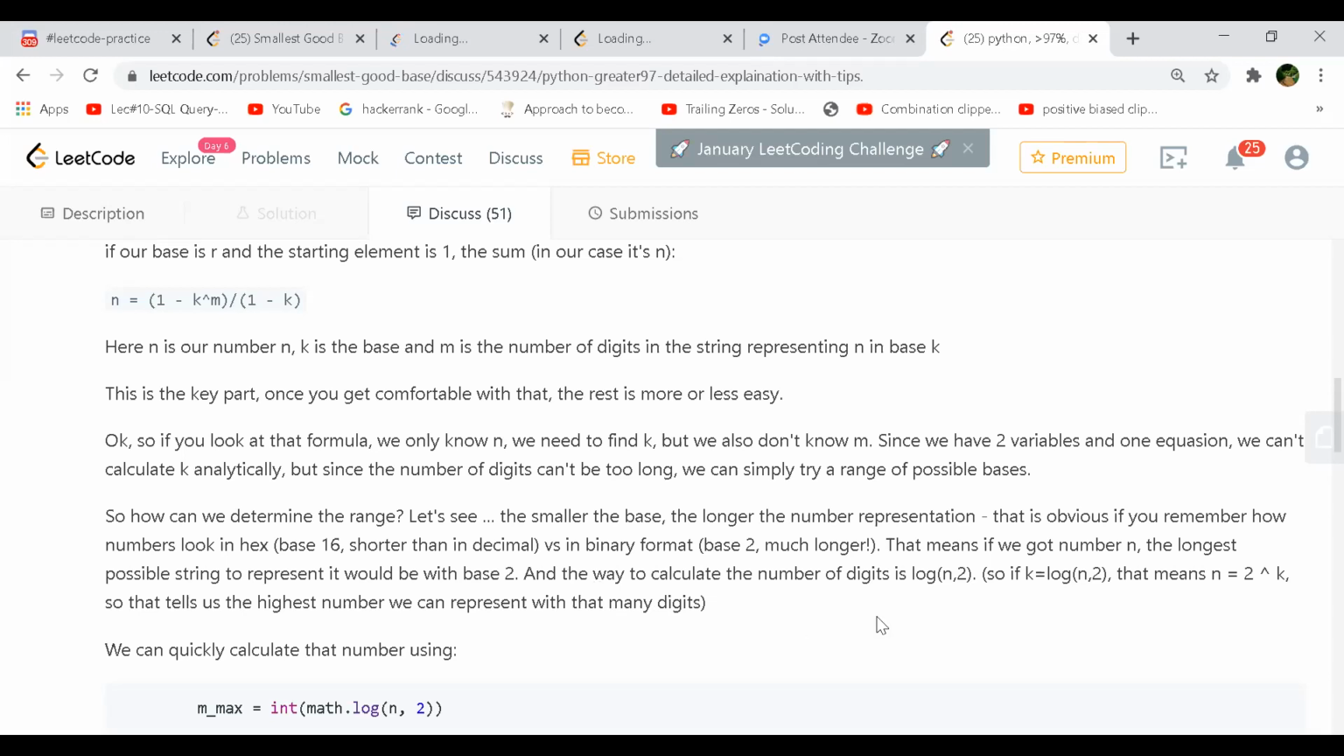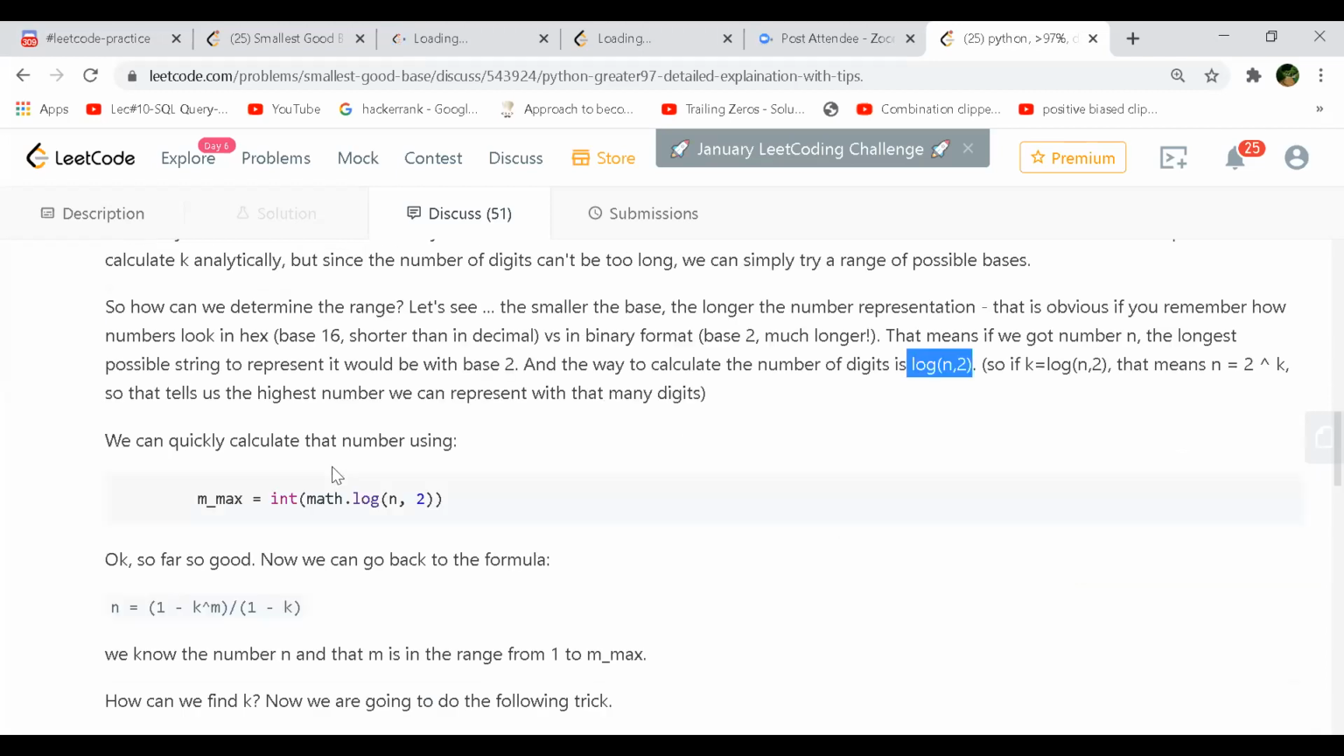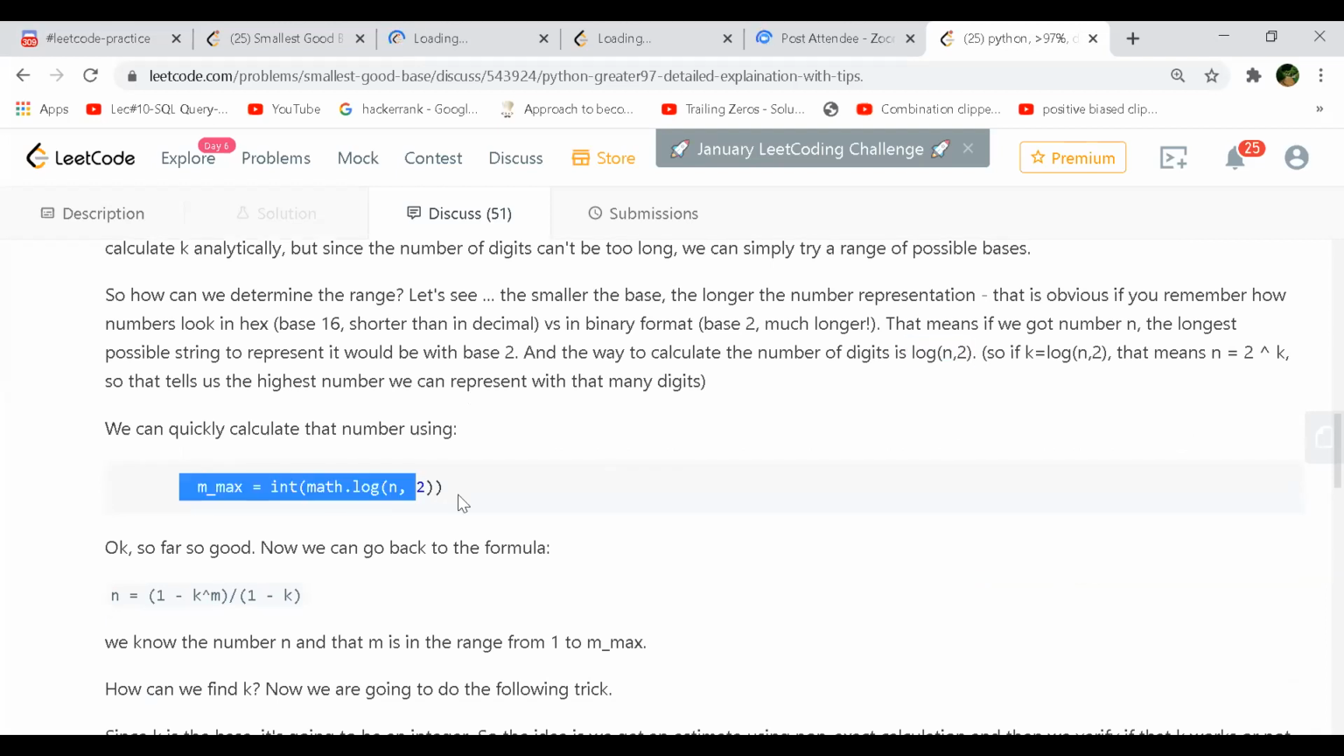The way to calculate the number of digits is log n base 2. I mean, n will be equal to 2 raised to the power k; if we take log on both sides, it boils down to the same, log n base 2. So he's calculating the maximum range using the log, right? And this is what your m can go up to, right?